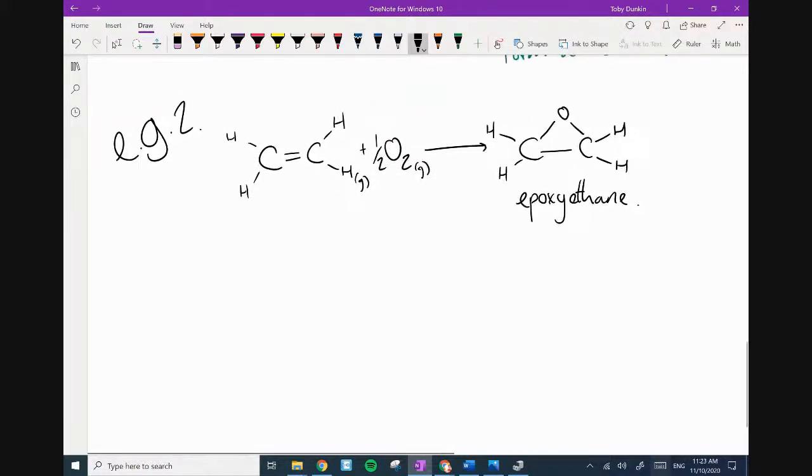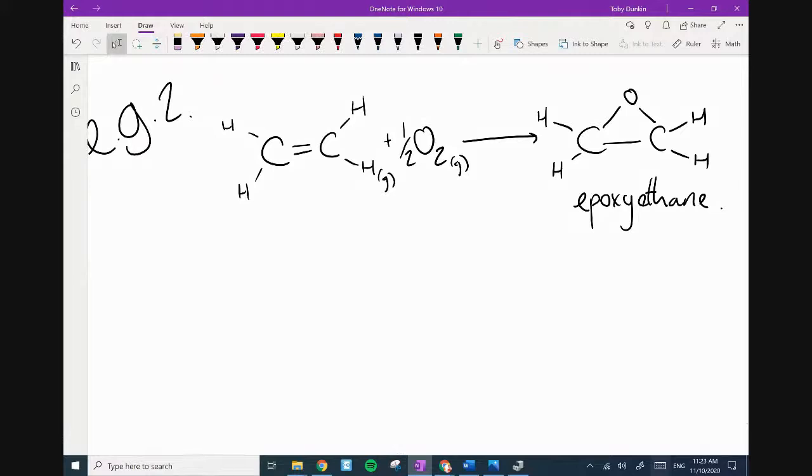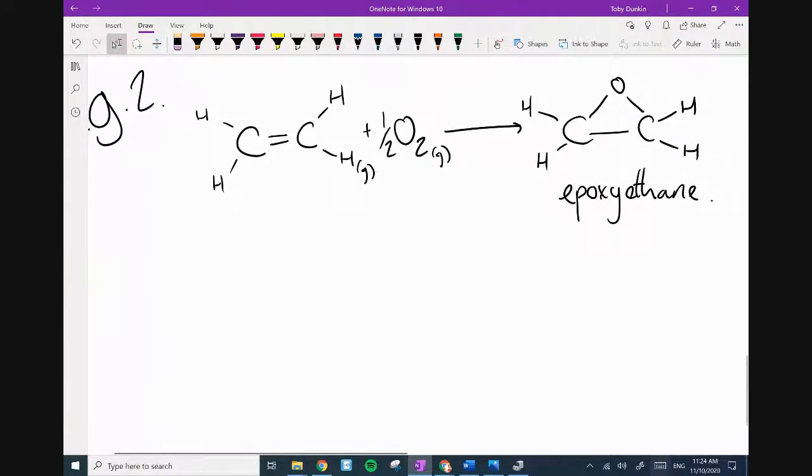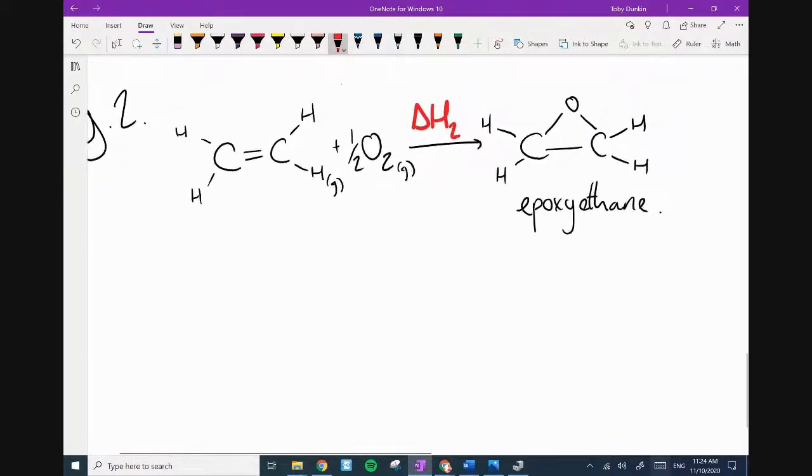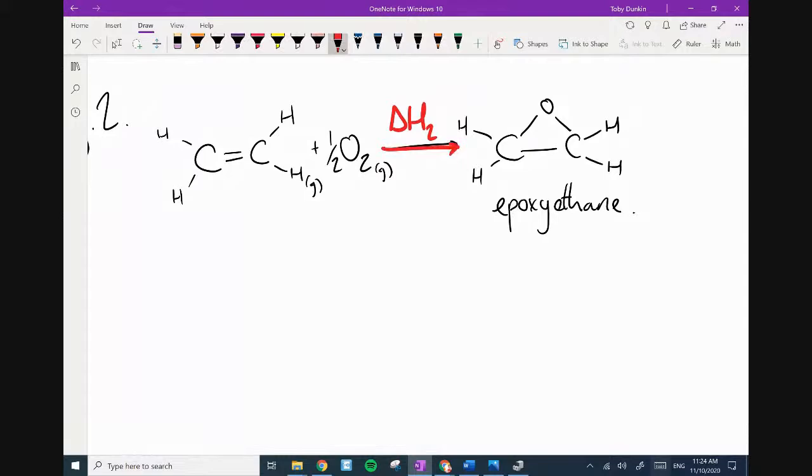If anybody's interested what epoxy resin is, it's got that structure in it. Yeah, they're very unstable. It wants to break apart very easily. So this is an epoxy. Now this reaction cannot be measured. That will not happen.